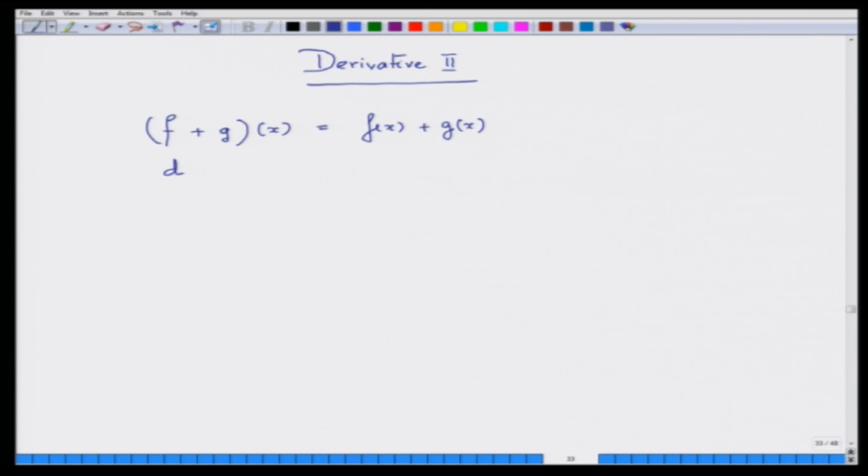So, the question is, what is the meaning of d/dx of f plus g at a given point x? You can simply prove even from the first principle, the limit, the definition, that this is nothing but d/dx of f(x) plus d/dx of g(x), or dg/dx. You can write whichever way you think it is comfortable to you.